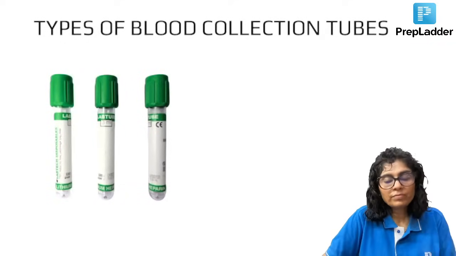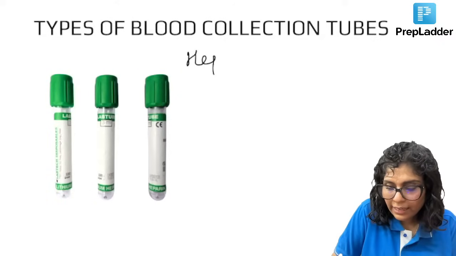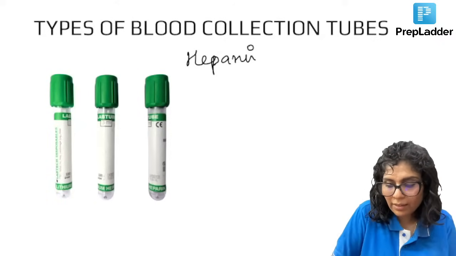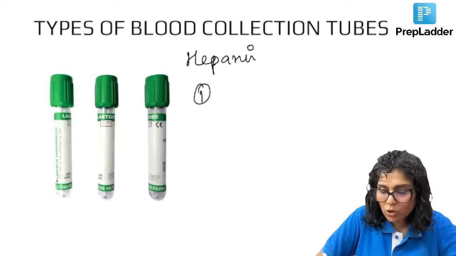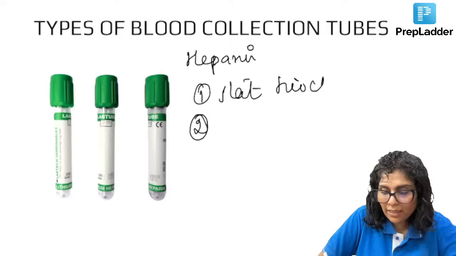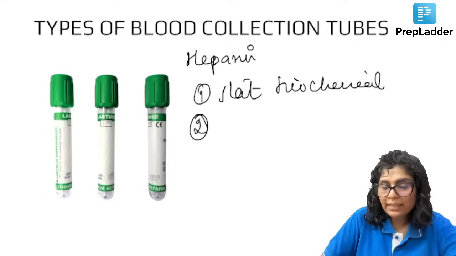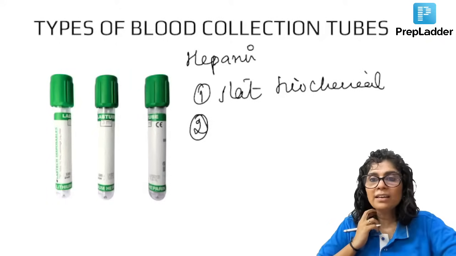Green. I already told you, green tube has got heparin. What do we use heparin tube for? Heparin tube has got two applications. One is for STAT biochemical analysis. Right? STAT meaning quicker biochemical analysis.